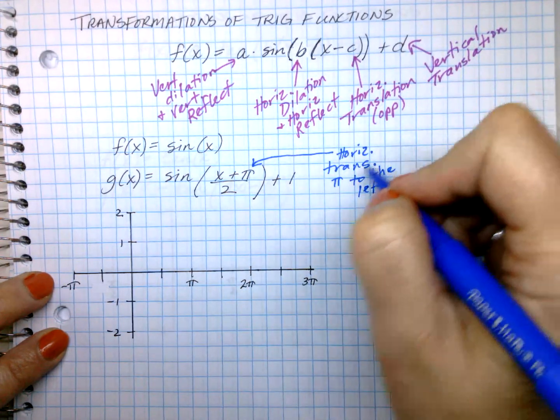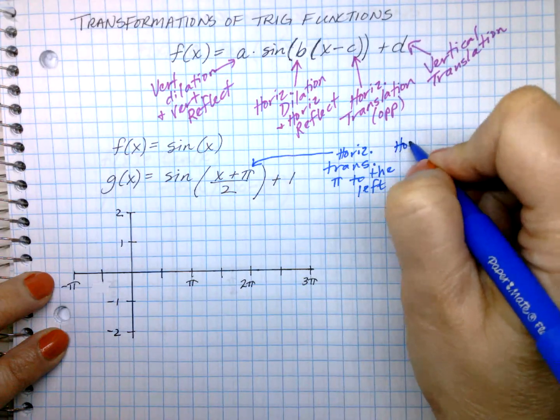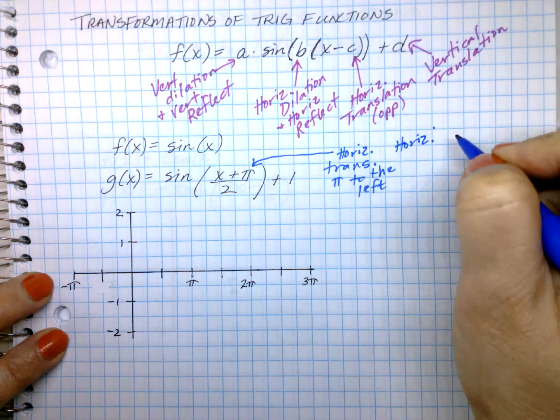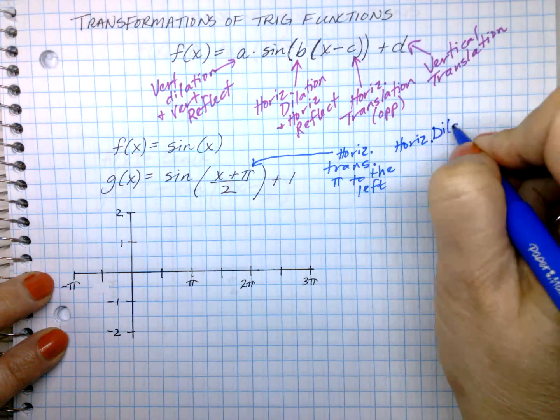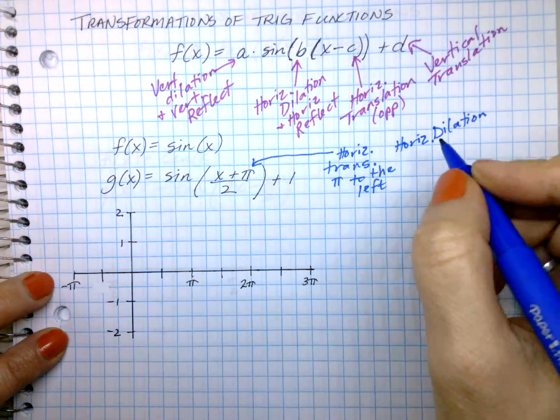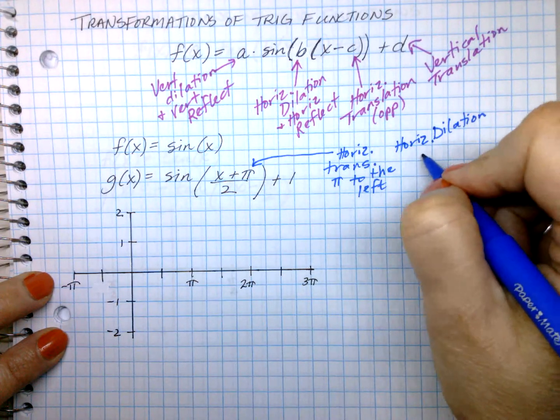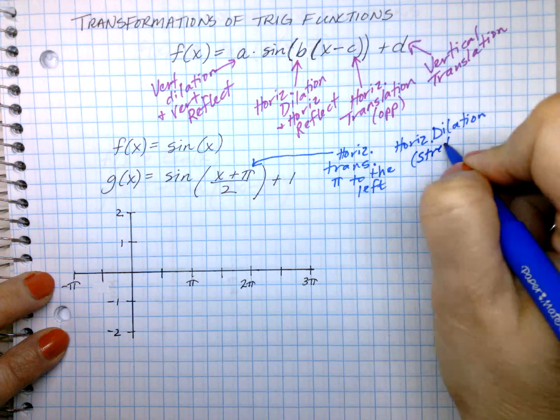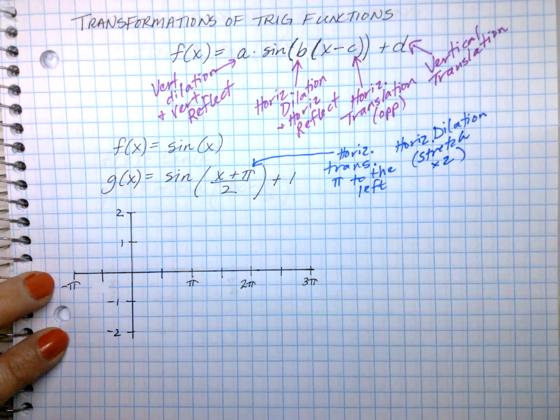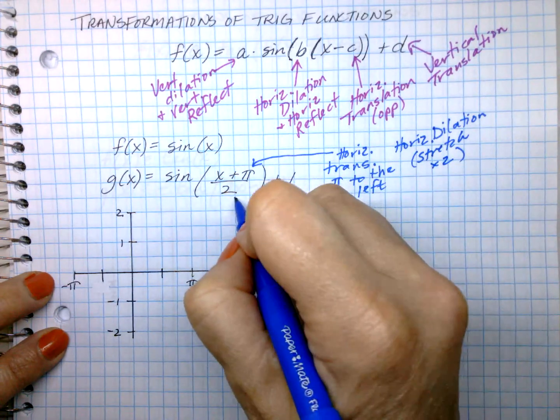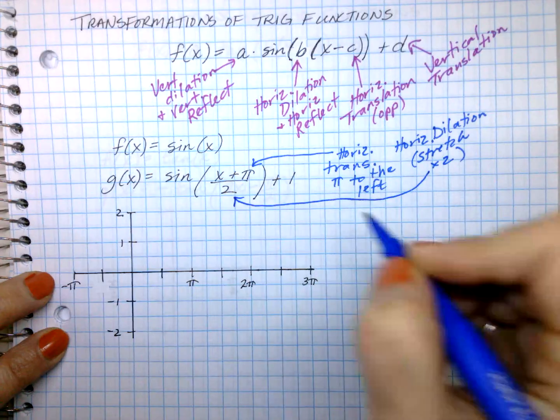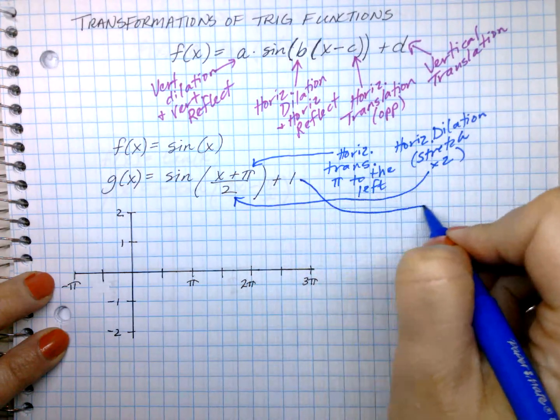This would mean it's a horizontal dilation. And specifically, since we're multiplying by 1/2, you might think, oh yeah, 1/2 means get smaller. But horizontal ones work opposite of what you would think. So it's really a stretch by a factor of 2. Okay, and so that's what this 2 does right down here. Should have thought this through better. That's all right. I'll just cross my arrows.